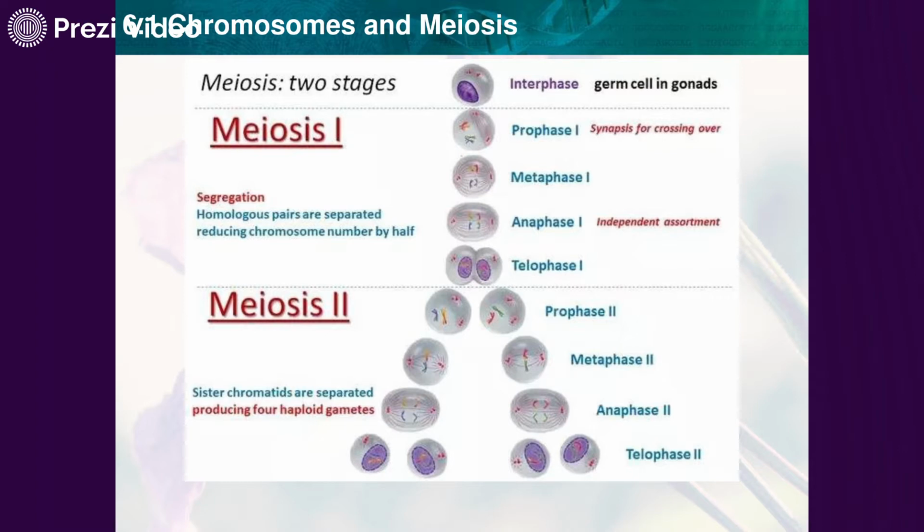As a result, at the end of this division, I'm going to have 2 cells, each having 23 chromosomes. The second division is Meiosis 2. Also, we call it the equational division, and Meiosis 2 resembles mitosis, where the 2 daughter cells, each one having 23, will undergo 1 more division, resulting in 4 cells. Okay? And again, here we have prophase, metaphase, anaphase, and telophase.